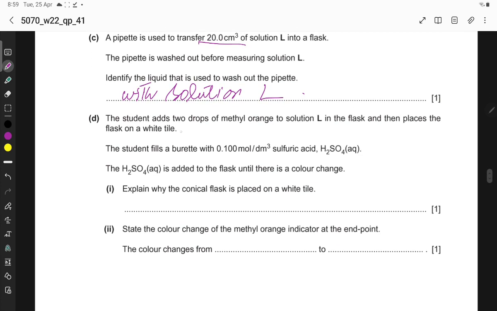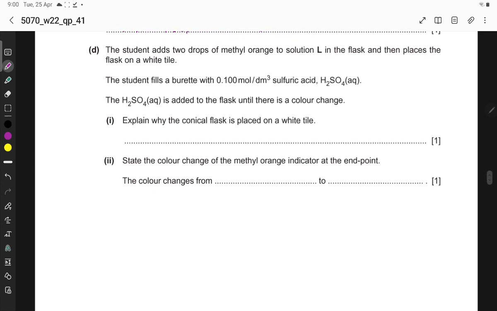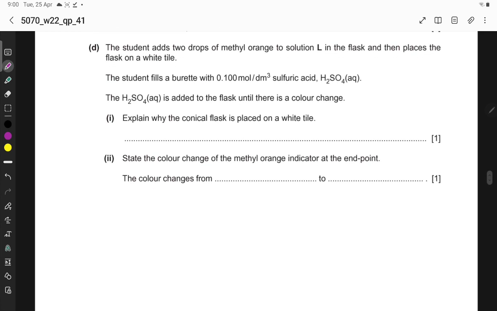The student adds 2 drops of methyl orange to solution L in the flask and then places the flask on a white tile. The student fills a burette with 0.100 mole per dm cube sulfuric acid. The sulfuric acid is added to the flask until there is a color change. Explain why the conical flask is placed on a white tile.